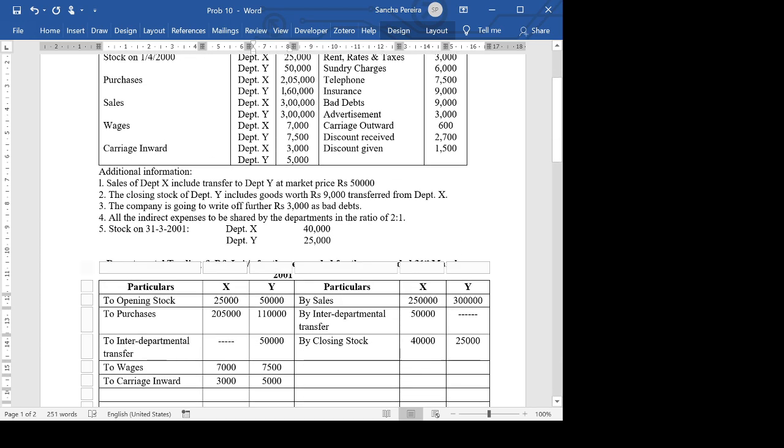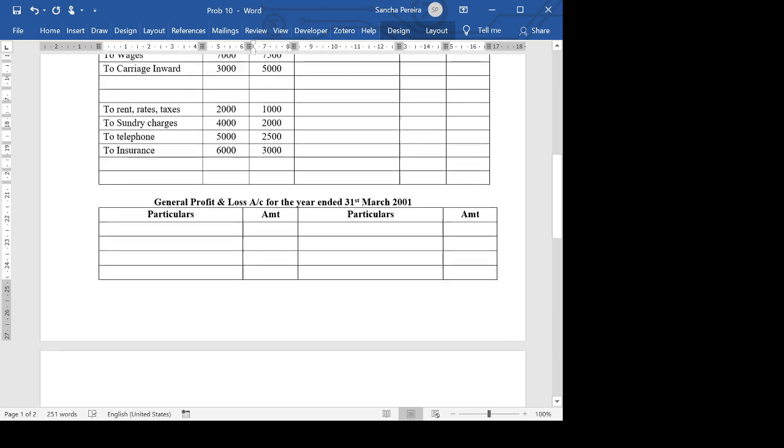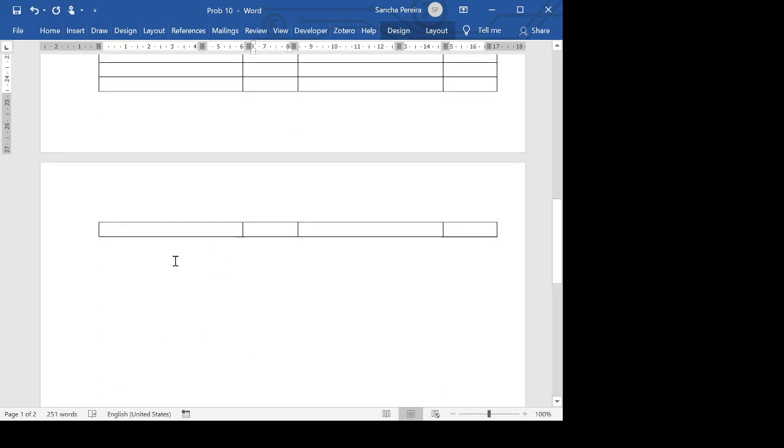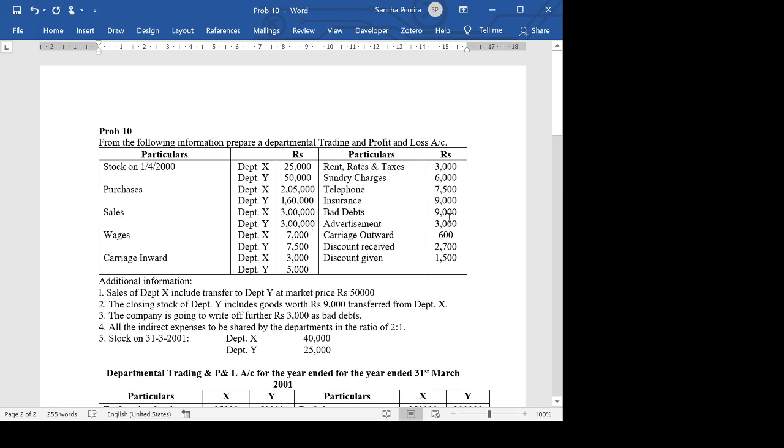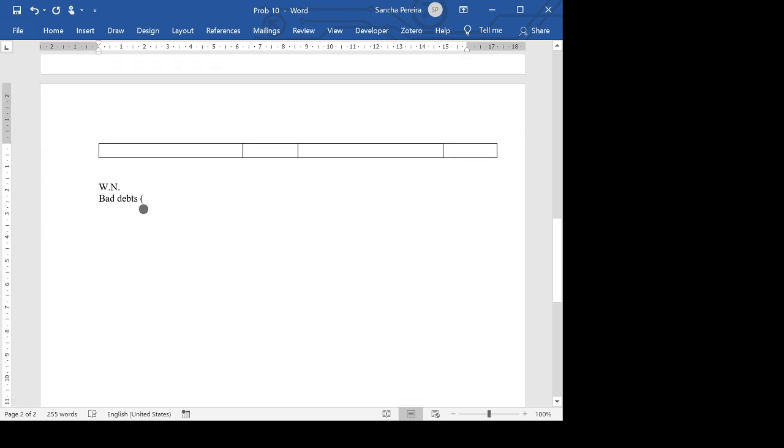And now bad debts, I will do a small calculation. You don't even need to show this, but since it's a problem when you are studying, some of you may get confused. We have bad debts. Bad debts given to us are actually 9,000 here, but then they've told us the company is going to write off further bad debts of rupees 3,000. So 9,000 plus 3,000. So when I'm dividing bad debts, it will be 9,000 plus 3,000 total, which is equal to 12,000.